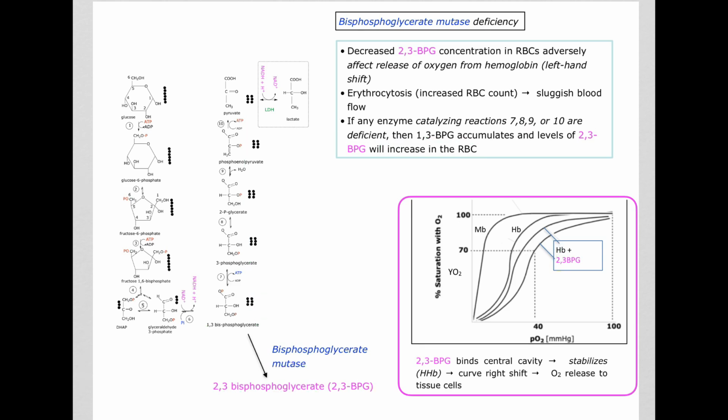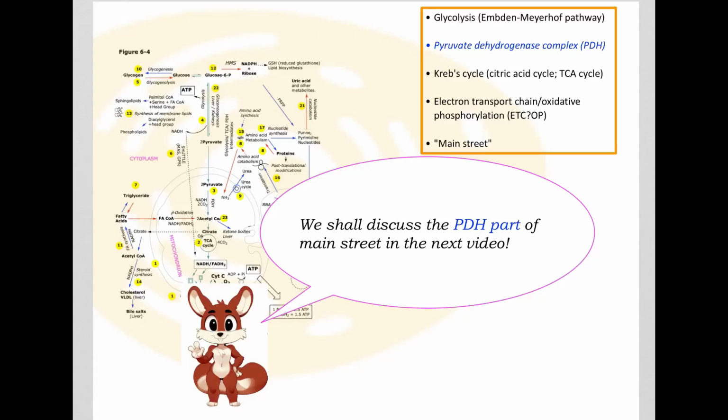So hopefully these examples show how biochemistry, including glycolysis and many other things we'll talk about in the future, is very closely related to physiology, and eventually to pathophysiology. So with this, we have completed the first part of our main street. In the next video, we shall focus on the second part, the pyruvate dehydrogenase complex, PDH.